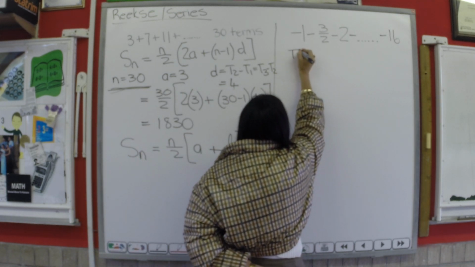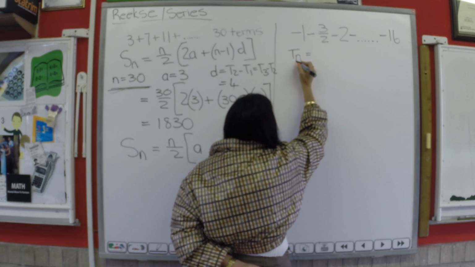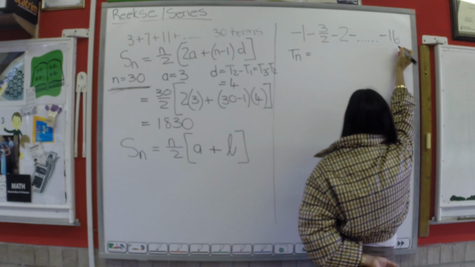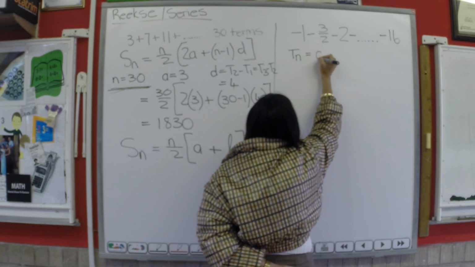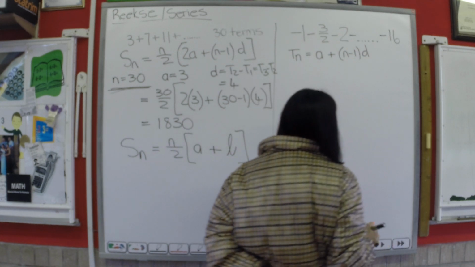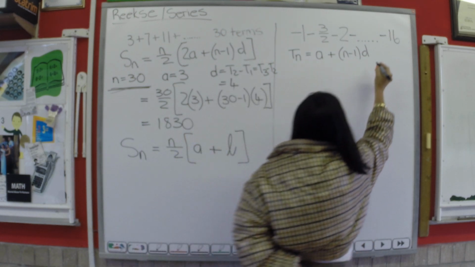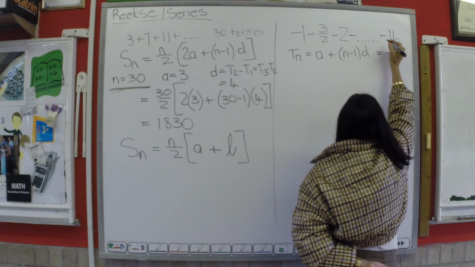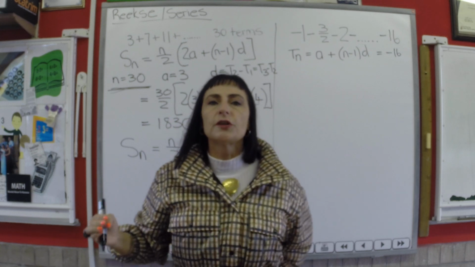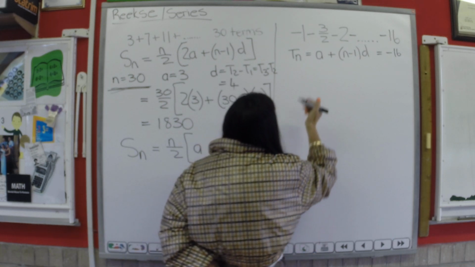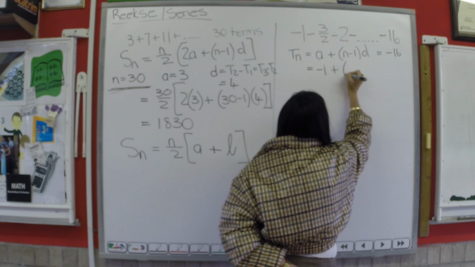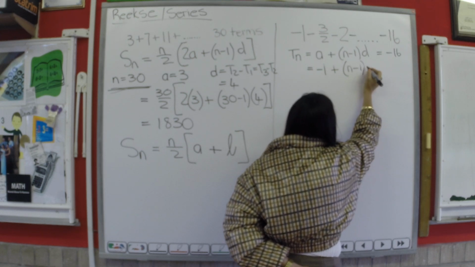So I'm going to take my Tn formula because my Tn is the last term. Onthou julle? Tn is gelyk aan minus 16. Maar Tn is ook gelyk aan A plus n min 1d. Nie waar nie? So that equals minus 16. Because I want to know what's the position of my last term. Dan weet ek mos hoeveel terme is daar. So nou gaan ek sê, I've got A. A is my first term, minus 1. Ek soek vir n. Ek weet nie hoeveel is n nie.